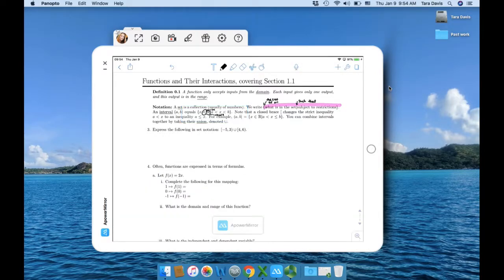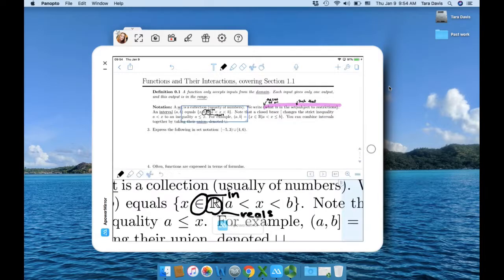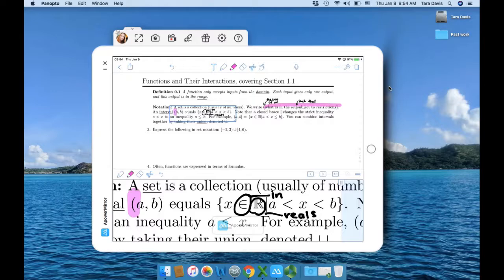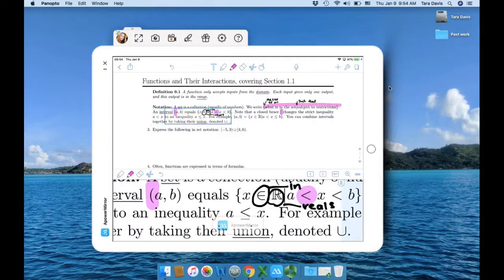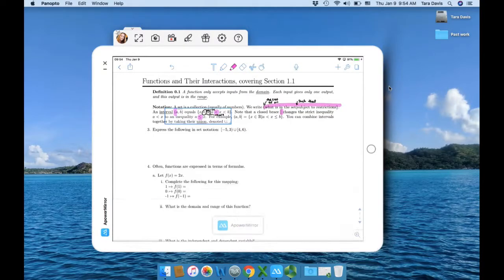So when we have the open brace, like here, this corresponds to this being a strict inequality. And note that a closed brace changes the strict inequality into a less than or equal to sign. So for example, if I have the half open interval from a to b, that would be the set of all x in the real numbers such that x is strictly greater than a, but less than or equal to b. And you can combine intervals together by taking their union, denoted by a U, so that is kind of like an OR, okay?